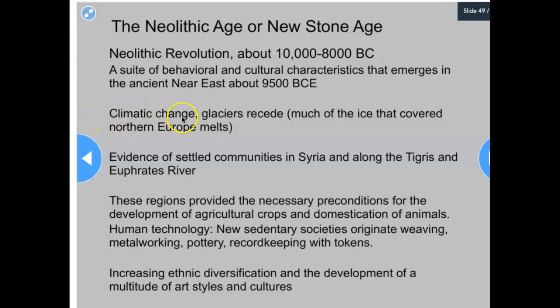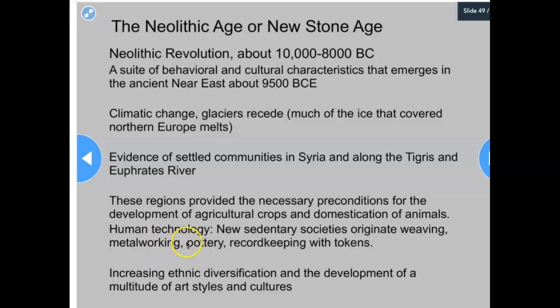And what happens is that there's a climate change going on. The glaciers are receding, so there's more landmass, and people are able to settle and stay in one place rather than completely moving around. And what happens when you stay in one place? You can grow stuff: development of agricultural crops. You can domesticate animals. You can trade.